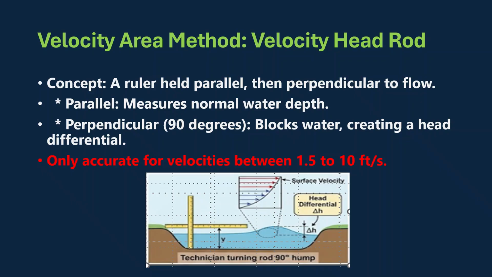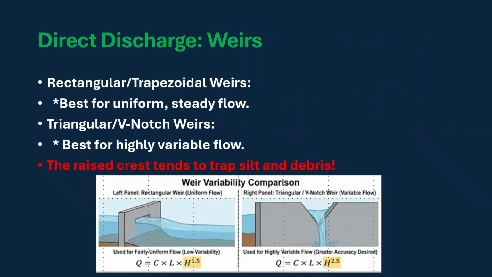Let us move to direct discharge methods, which are much more accurate. First up, weirs. A weir is essentially a small dam with a notch cut into it for water to flow through. If you are managing a canal where the flow is steady, fairly uniform, you will install a rectangular or trapezoidal weir. If you look at its formula, the depth or head is raised to the power of 1.5.